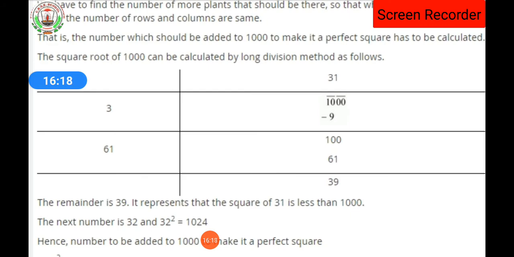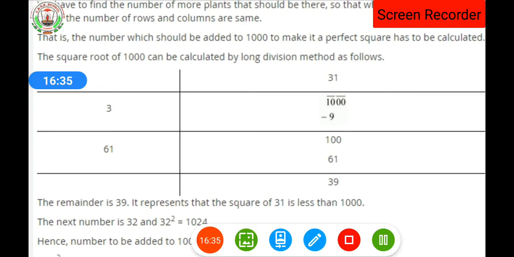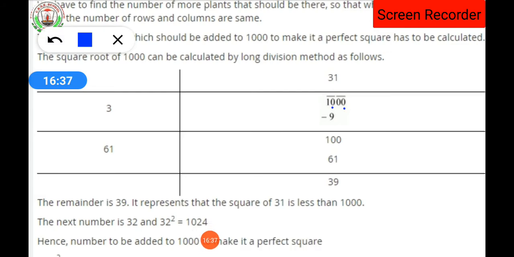In that, 2 and 5 will not have the pair, isn't it? Then, since in this question it is given a long division method, we are going to use the long division method only. So here in 1000, we are going to make the pair from the right hand side, isn't it? Then we can see that 1 into 1 is 1 itself, 2 into 2 is 4, less than 10, 3 into 3 is 9, which is again less than 10. Then 4 into 4 is 16, which is more than 10. Hence, we are going to take 3.